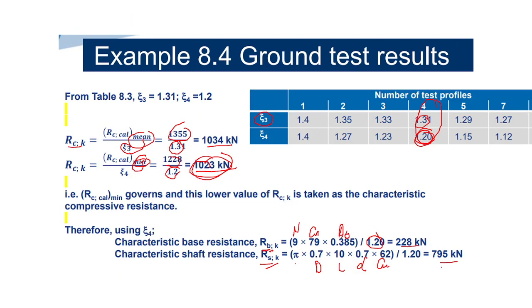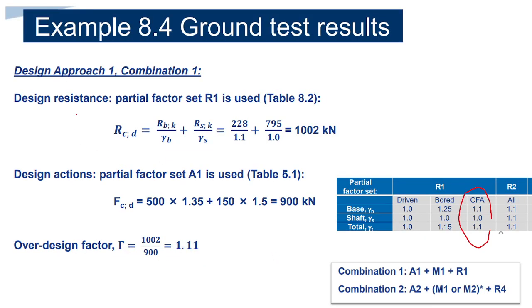So we have now this specific characteristic resistance at the base and at the shaft, because we need to get the design resistance now, which we are going to compare with the design actions using the first combination. Take note that for the first combination we need R1. This one is for design actions. Here we need R1. So R1, we have this value. We can use these values because the type of our pile is bored pile. For the base 1.1, for the shaft is 1. So base is 1.1, shaft is 1.